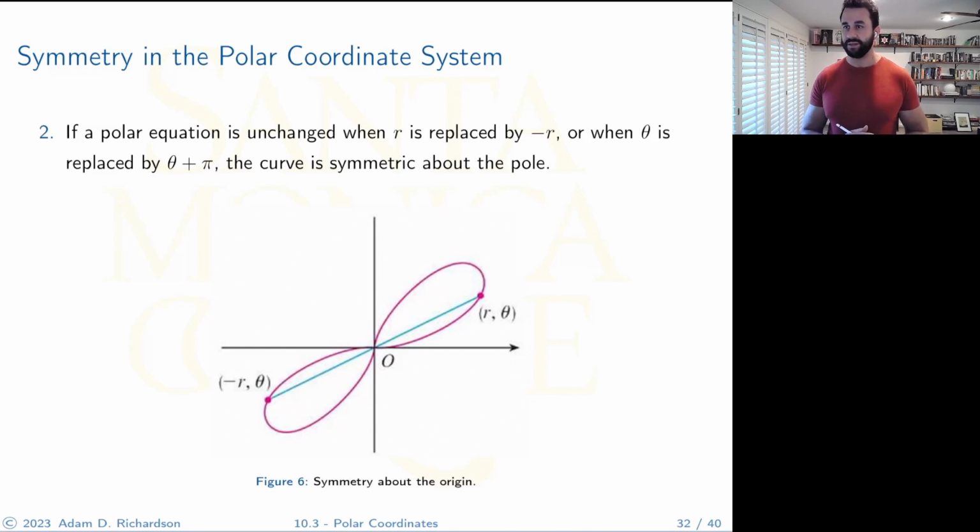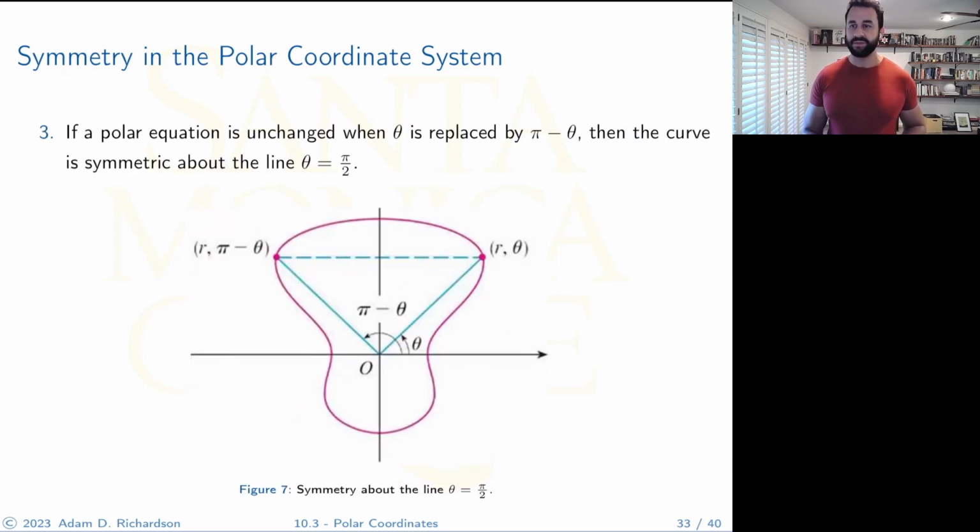So that's possible as well. Notice that these are equivalent conditions. Replacing r by negative r is the same as replacing theta by theta plus pi. That's it. And then lastly, we've got symmetry about the line theta equals pi over 2. So if your equation is unchanged when you replace theta by pi minus theta, then you've got symmetry about the line pi over 2, or the y-axis, if you want to think of it like that. You'll have like a vertical symmetry.